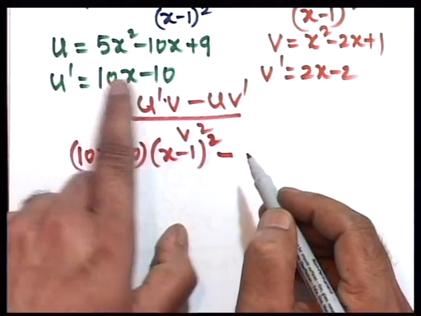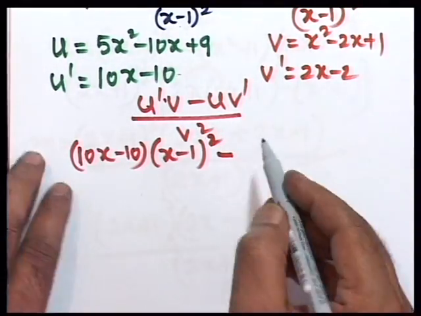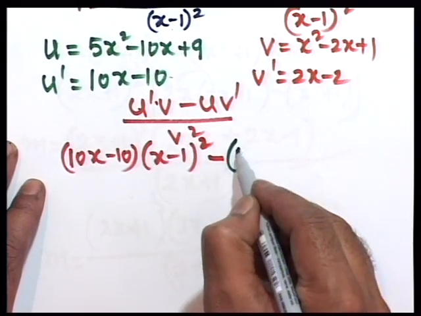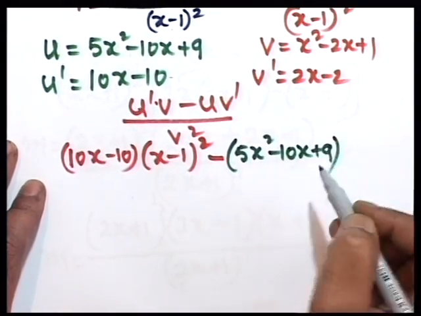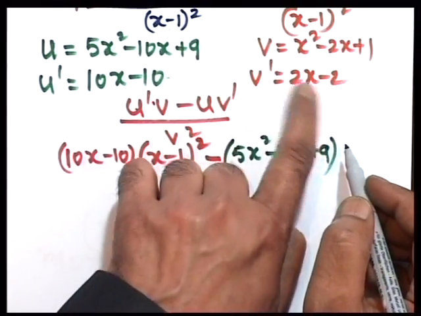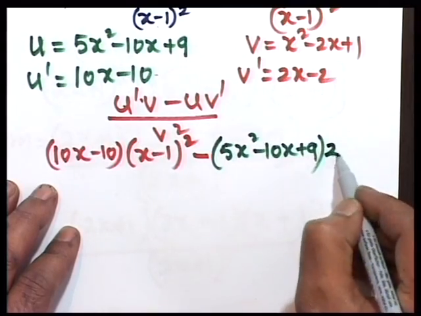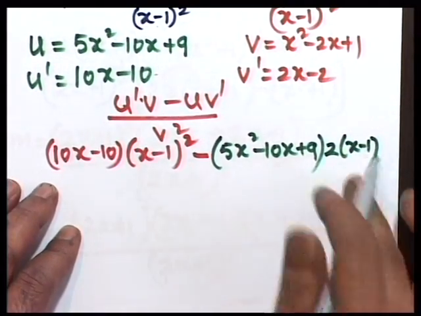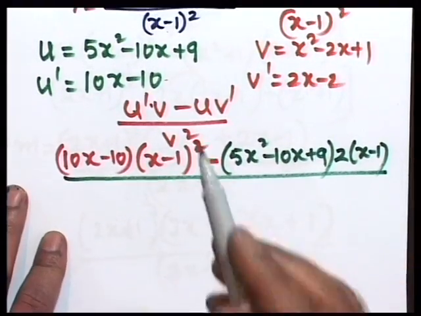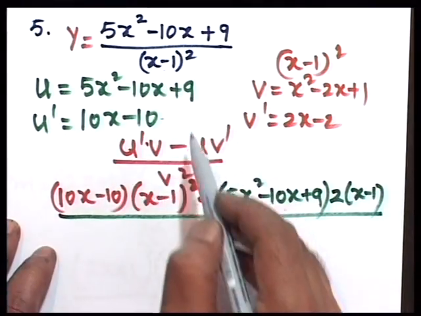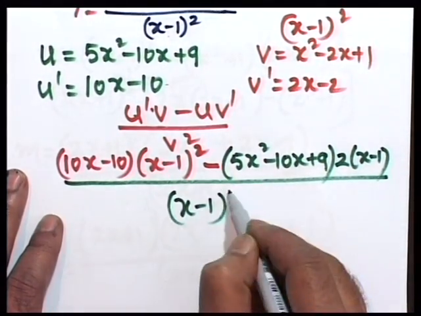minus uv dash. u is this, right? The green one. So u v dash, which is 5x squared minus 10x plus 9, v dash is 2x minus 2. You know, guys, if you take a 2 common there, you actually get x minus 1, right? Divided by, there is a denominator, which is v squared, right? v squared, x minus 1 to the power 4.